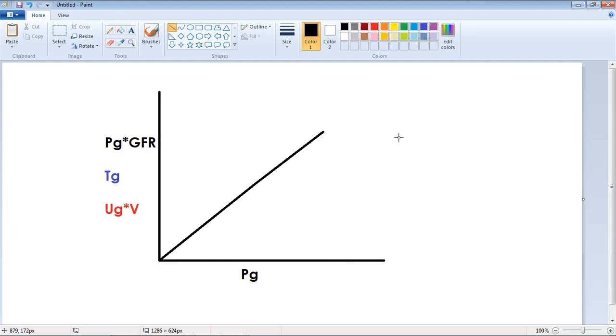Now let us see what happens to TG. When PGGFR is increased, at the same time TG is also increased. As the PGGFR increases, TG will also increase.